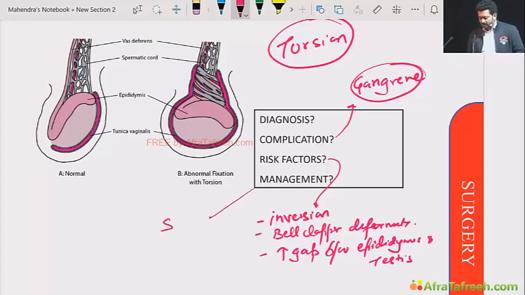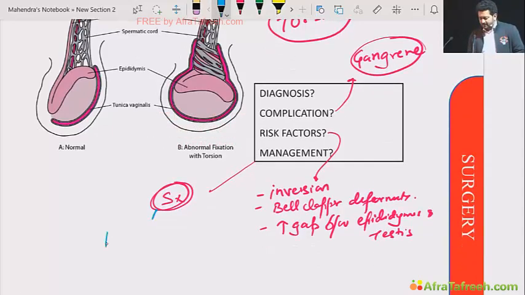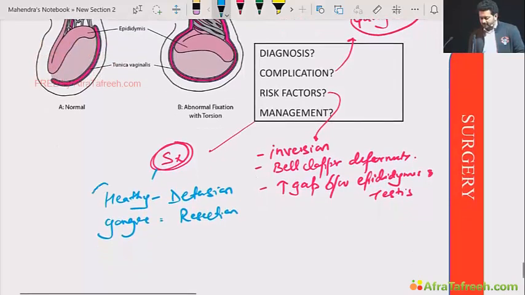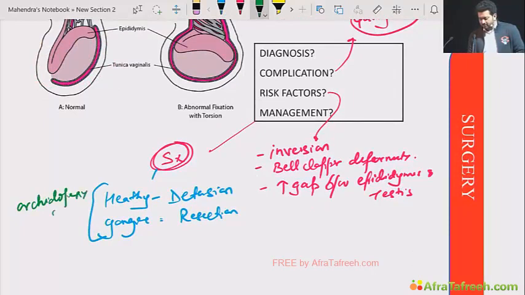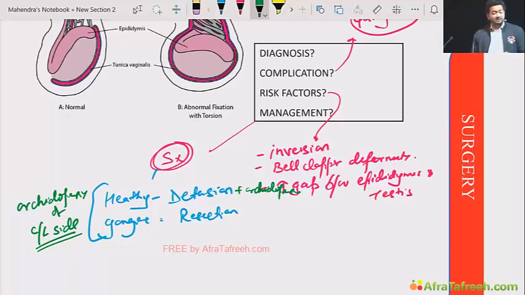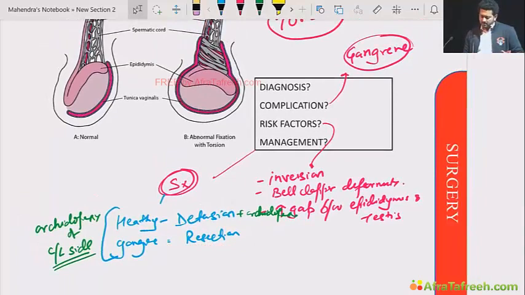Management is urgent surgery. You don't wait for the Doppler or some investigation, go for surgery. If the testis is healthy, then do the detorsion. If the testis is gangrenous, do the resection. And in both the cases, what else will you do? Orchidopexy of the contralateral side. You have to fix the contralateral side also, because whatever caused this torsion can occur on the other side also.